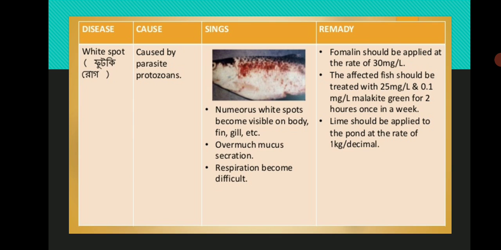White spot is caused by protozoa. Here an affected fish with white spot is shown. Numerous white spots become visible on the body, fin, gill and so on. With excess mucus secretion, respiration becomes difficult. Formalin should be applied at a rate of 30 mg per liter. Affected fish should be treated with 25 mg per liter formalin and 1.1 mg per liter malachite green for 2 hours, once in a week. Lime should be applied to the pond at a rate of 1 kg per decimal.